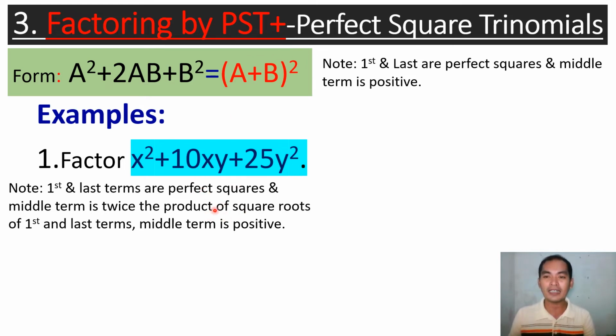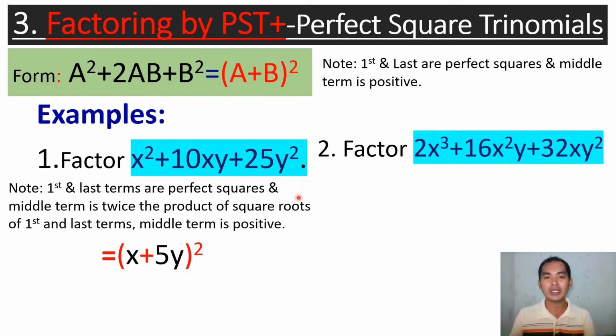How to make the factor or how to write the factor? First step, gawa ka na muna ng parenthesis. Lagyan mo na ng square sa taas. Lagyan mo na ng positive in between if the last term is positive and the middle term is positive. Get the square root of the first term, which is x, and square root of the last term, which is 5y. Then, yan na po ang factored form ng given expression, x squared plus 10xy plus 25y squared.